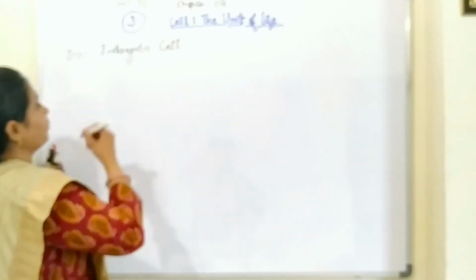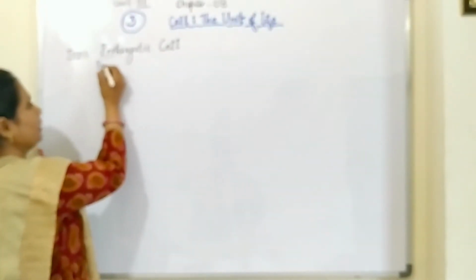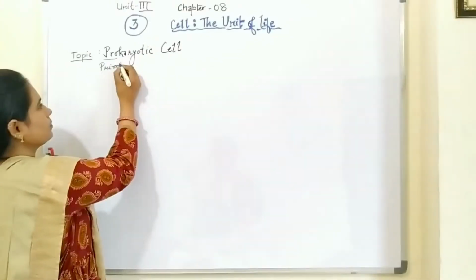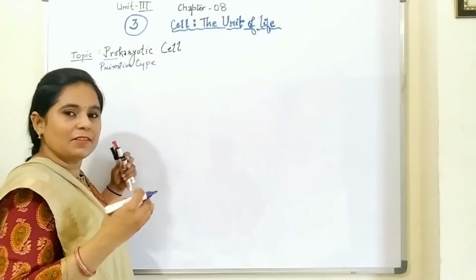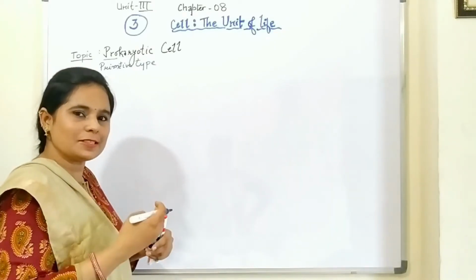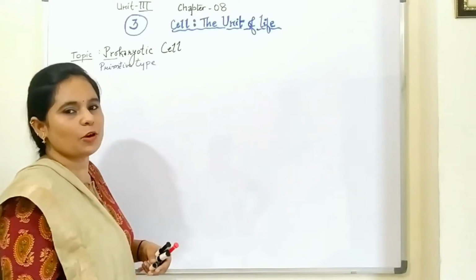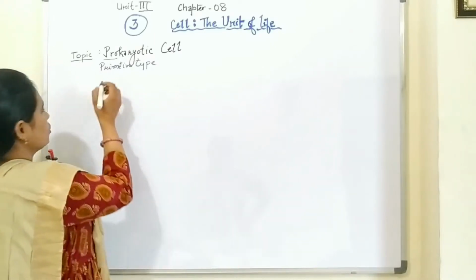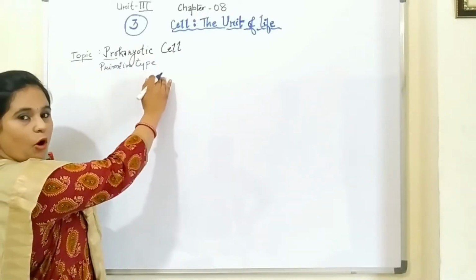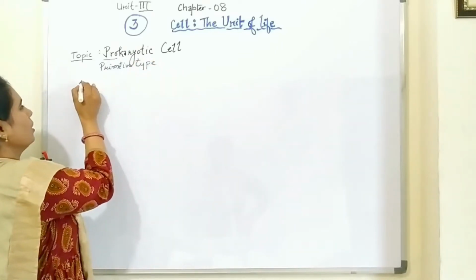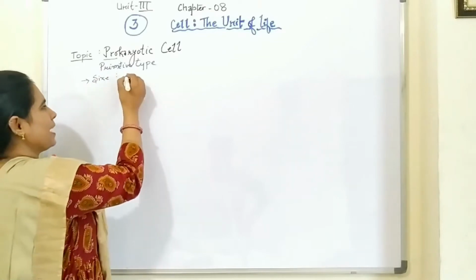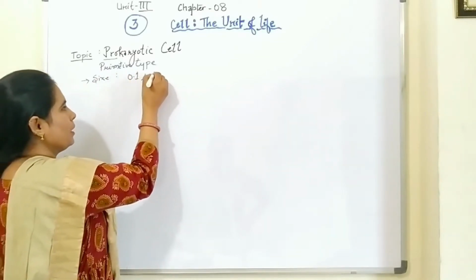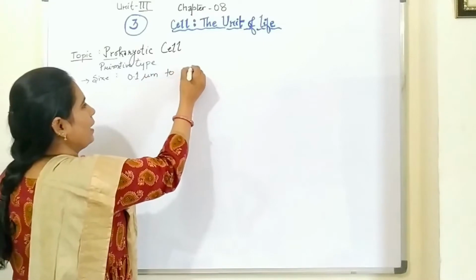So in the last class I have told you that pro means the primitive type of cell. So in the evolutionary trend, it was the first cell which has evolved, and later on the eukaryotic cell has evolved. So it has a primitive type of nucleus. So first thing which we are going to talk about is its size. Size varies from 1 micrometer to 5 micrometer.